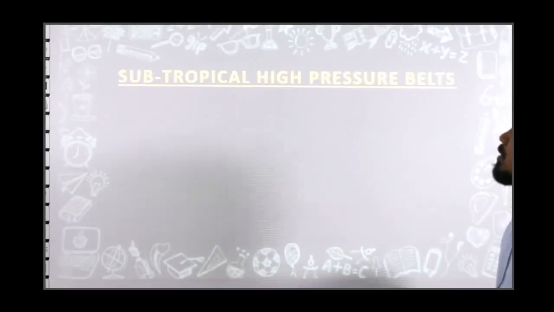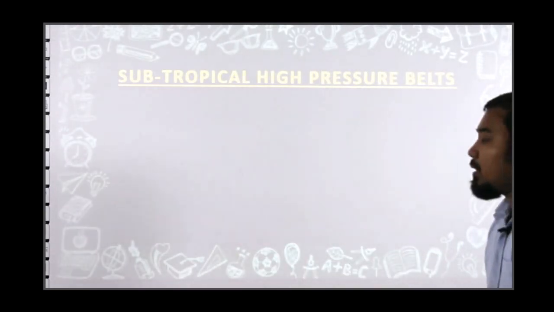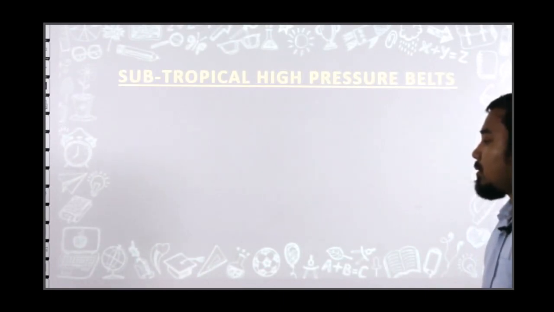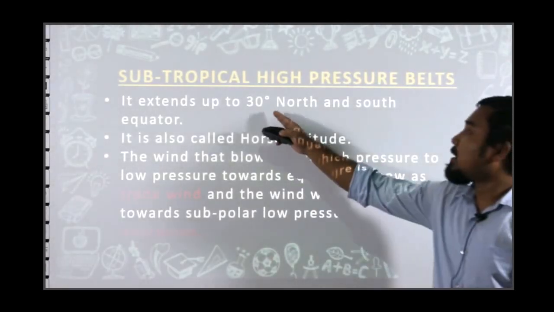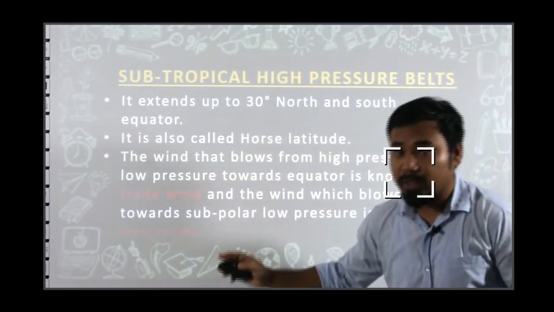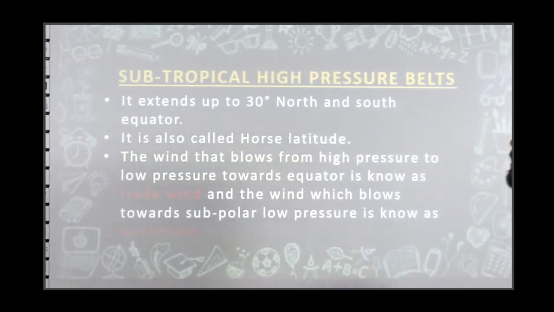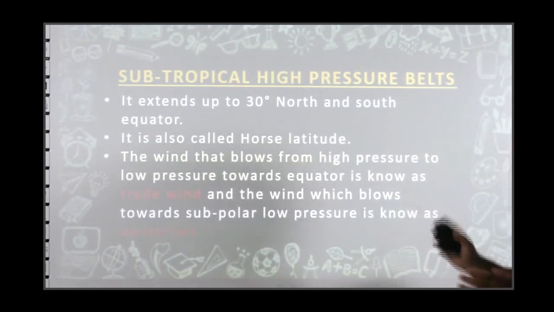Now, subtropical high pressure belt. It extends to 30 degree north and south of the equator. From the equator, if you go down to 30 degree latitude, north and south, this subtropical high pressure belt will exist there. It is also called your horse latitude.